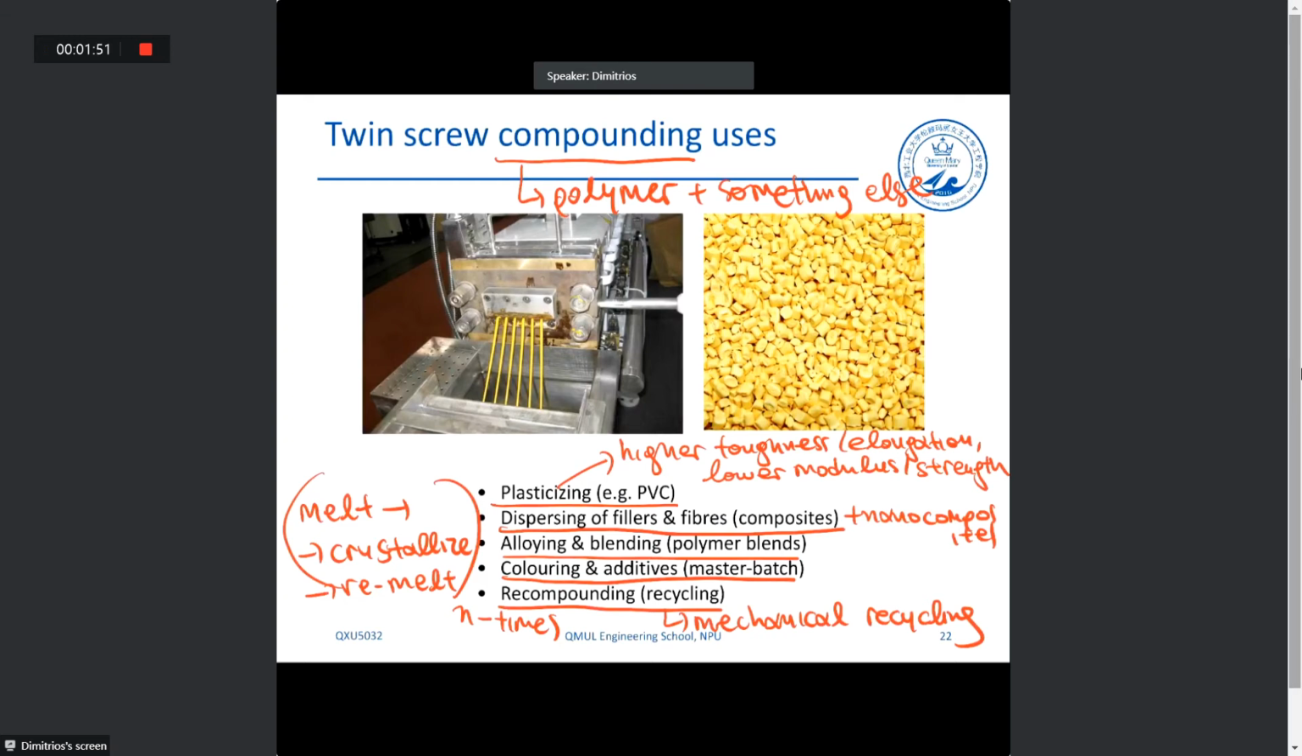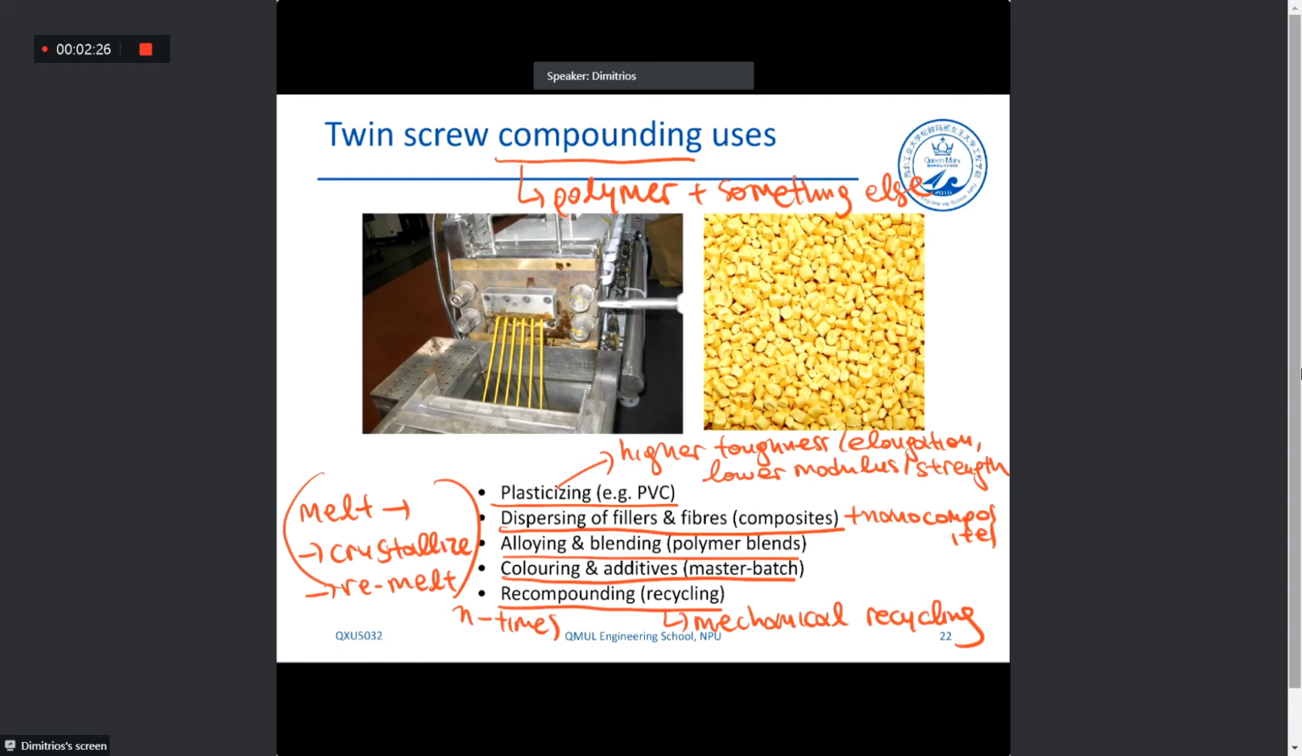The majority of times we use extruders in order to combine a polymer with something else, okay? And that something else can be several types of secondary substances, such as plasticizers, as we said, fillers and reinforcement in general, additives and colors, and sometimes even blending with a second polymer in order to attribute different types of properties, such as recyclability or biodegradability, okay?